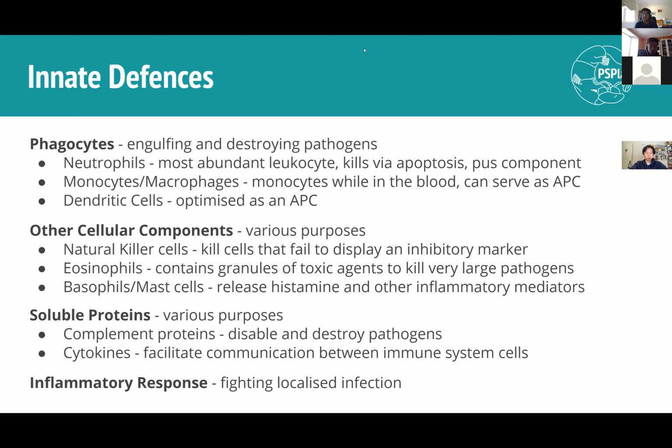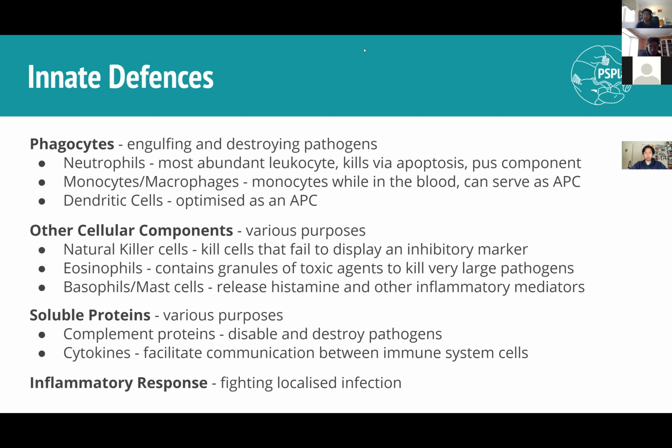So they can serve as an antigen-presenting cell. And we'll talk about what that means a little bit later. We also have dendritic cells. These guys are very similar to macrophages, but they're optimized as an antigen-presenting cell. Again, we'll talk about that in just a second.